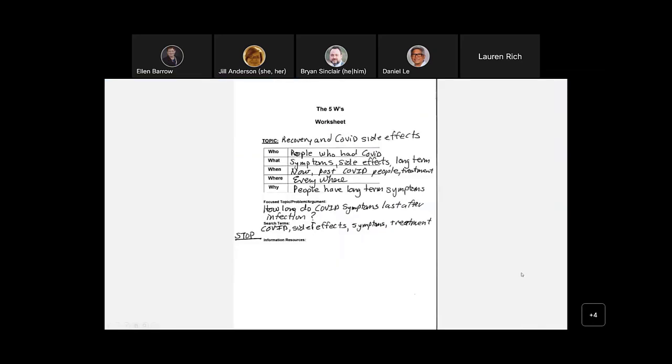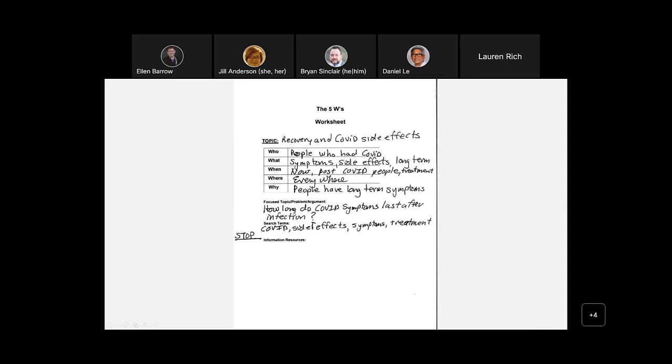This is what one looks like when it's filled out by a student. It's not going to be fancy because this is something they can take with them. But they put their topic in the top, recovery and COVID side effects. They put in who, people who had COVID, what, symptoms, side effects, long-term, when, now, post-COVID people, treatment, where, everywhere, why, people have long-term symptoms.